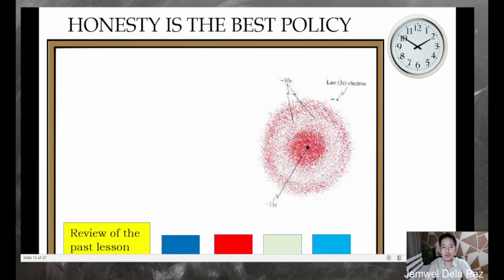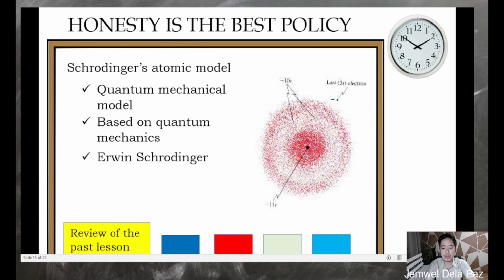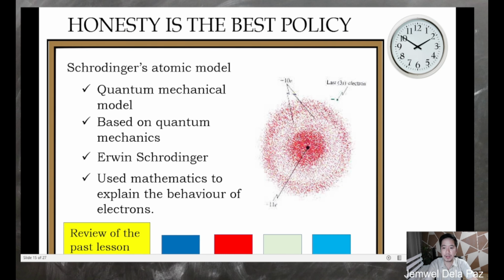The last model we discussed is Schrodinger's atomic model. This model is what we call the quantum mechanical model. This model is based on quantum mechanics, a fundamental theory in physics that explains matter on the scale of atoms, proposed by no other than Erwin Schrodinger. One thing that is good about Schrodinger's atomic model is he used mathematics to explain the behavior of electrons.